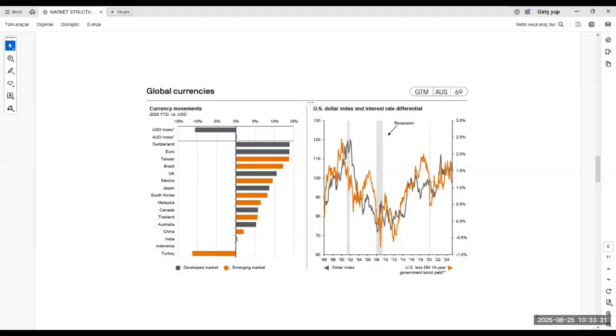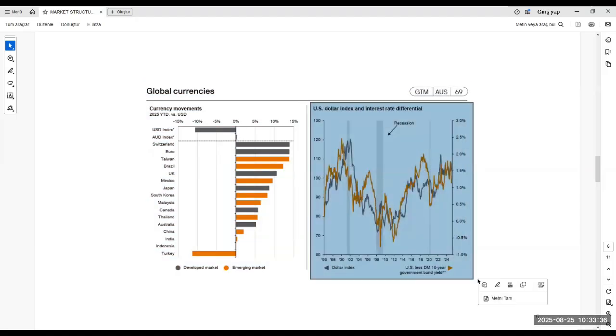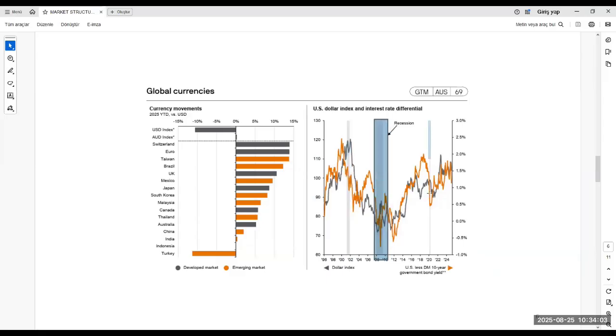And now we should take a look at the United States dollar index and interest rate differential, because the dollar drivers come from two sides. The first side is the current account balance and trade channel, and the second one is the interest rate differential between 10-year treasury yields of the economies. And on the left-hand side, you will see the dollar index. This light gray area is the recession periods: the dot-com crisis, global financial crisis, and COVID-19 crisis. These are the crisis periods.